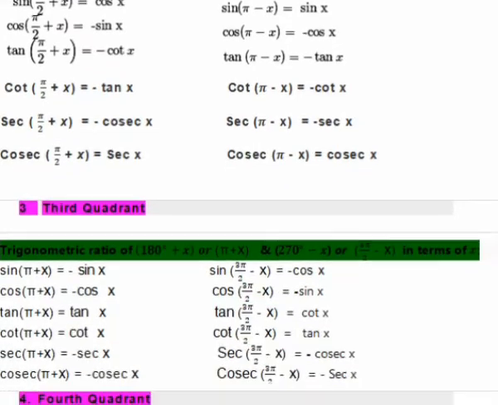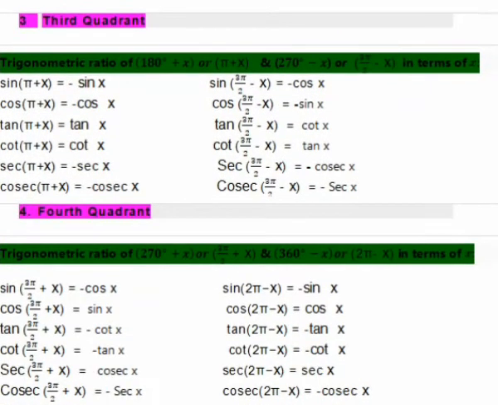We follow it like that. Similarly, what is the third quadrant? 180 degrees plus x, or we write pi plus x, or in the third quadrant 270 degrees minus x, or we write 3 pi by 2 minus x. Now at pi we know the functions remain the same and take the signs as per the quadrant.